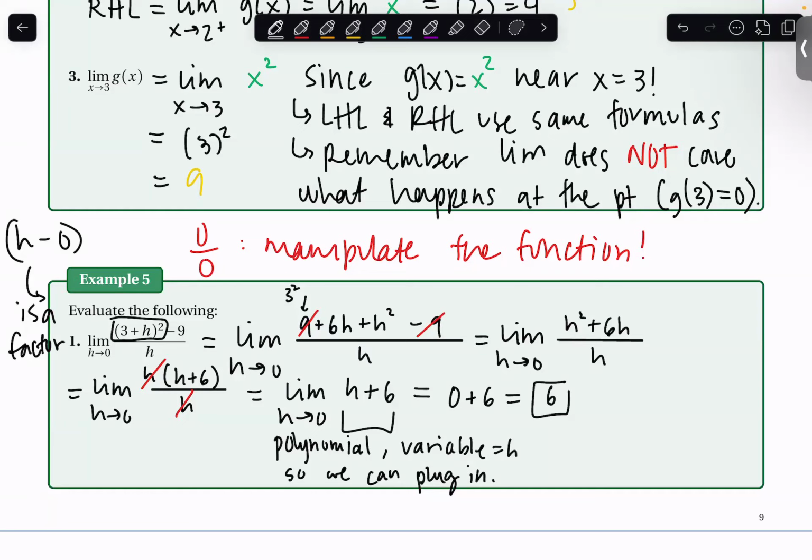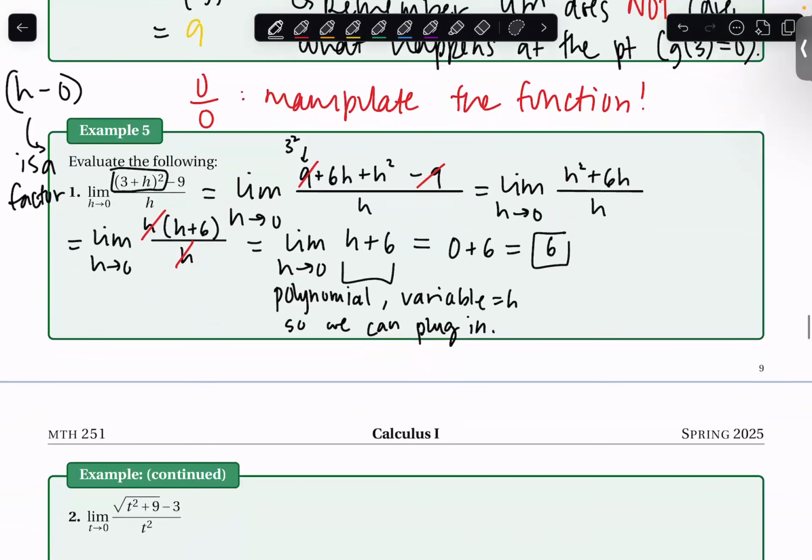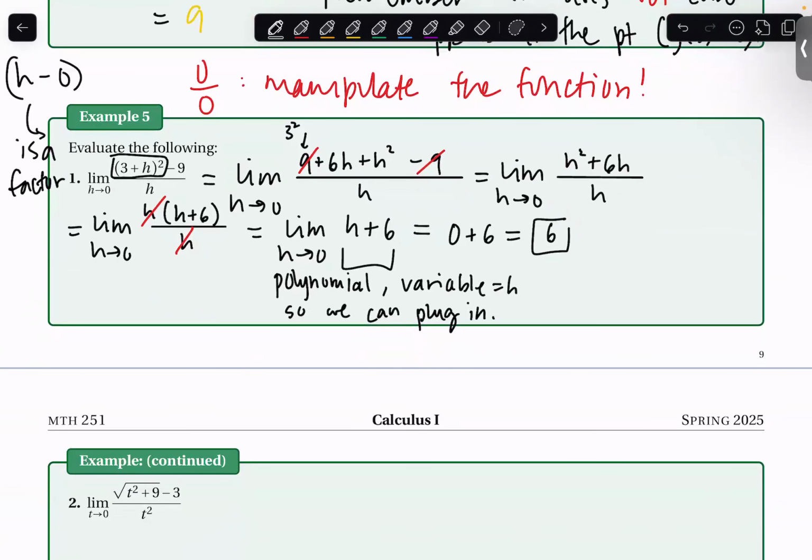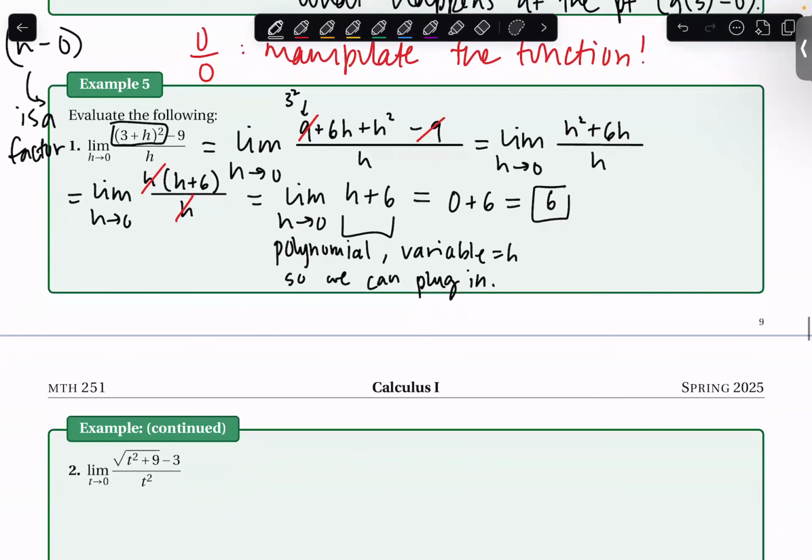Okay, we're gonna do another example where again, we get 0 over 0. We have to do one of our manipulation techniques. Again, factoring, getting rid of square roots, or combining our fractions into one single fraction to be able to solve for it as well. Okay, so again, you should always check, can I plug it in? And will I make sure that I don't get a 0 in the denominator?